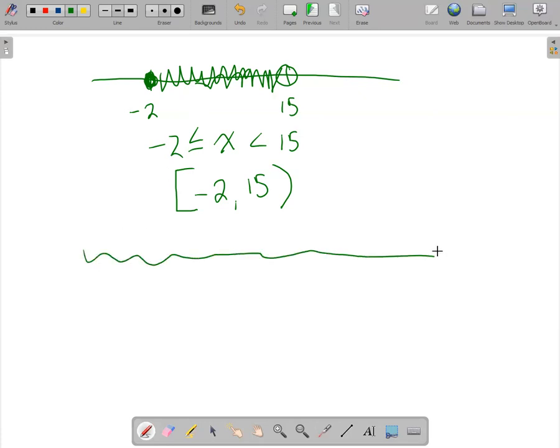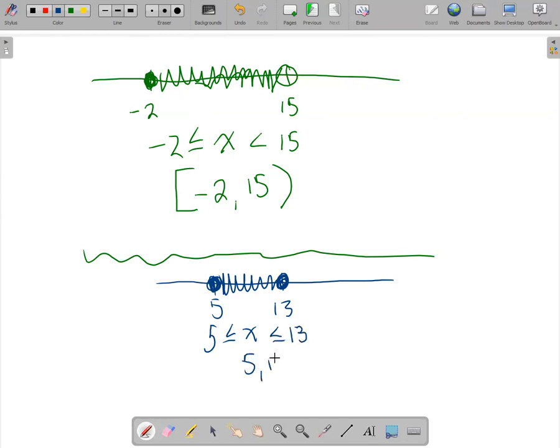So another example, if we had a number line, and on the number line, let's see where we're going from, like 5 to 13, and both were shaded and everything in between, then inequality wise, that would be x is greater than or equal to 5 and x is less than or equal to 13. And because they both have an or equal to, I would do 5, 13, and both get square brackets because of the or equal to. So the square bracket goes with a shaded circle, and the parenthesis goes with an open circle.